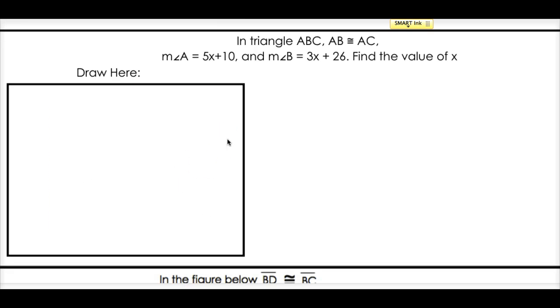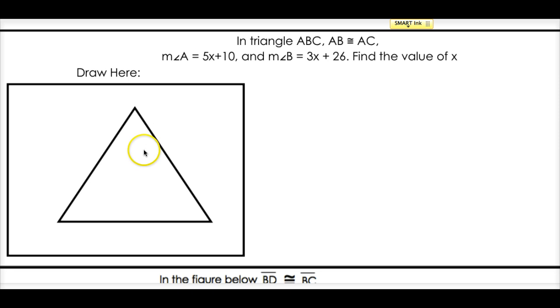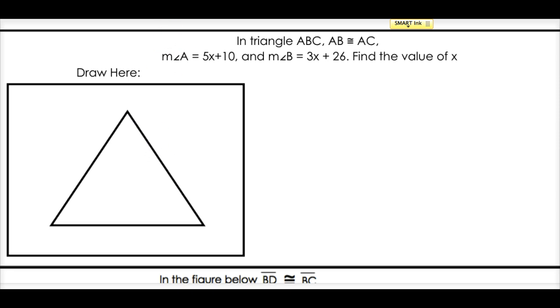All right, in triangle ABC, AB is congruent to AC. Well, there's no triangle drawn for us. I know you saw the triangle there from earlier. Anyway, you have to draw your own triangle. So let's draw our own, okay? So we got our triangle here. All right? So let's label it A, B, and C.